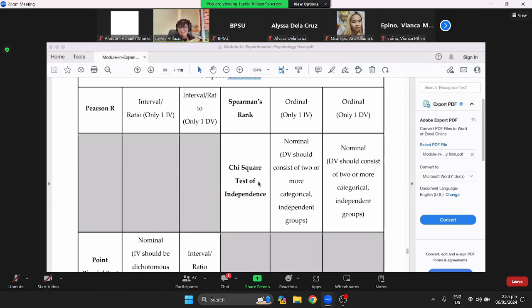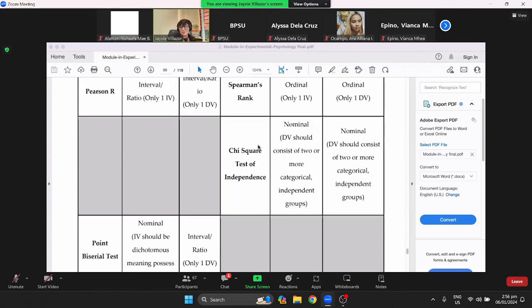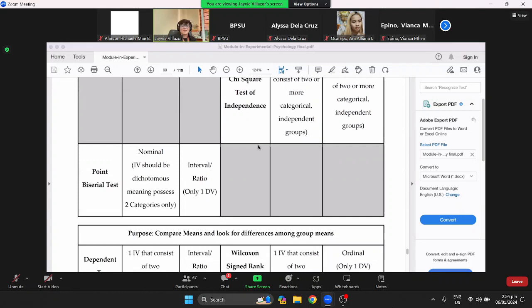Pero si chi-square test of independence, hindi. Yung categorization niya, yung grupo niya, it is 2 and above. Pwedeng 3, pwedeng 4, pwedeng 5. Ganun din yung dependent variable. Nominal din siya with multiple independent groups. So, if that is your consideration, and that is the nature of your research or study, then you're going to utilize the chi-square test of independence. Okay po? Next.